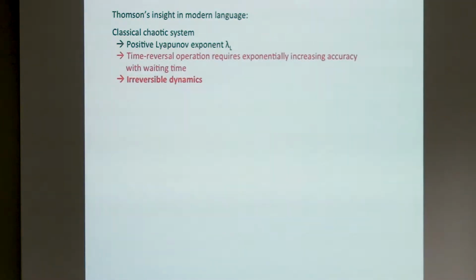In modern language, one is dealing with a classically chaotic system which has positive Lyapunov exponents. Therefore, the time reversal operation requires an exponentially increasing accuracy with the waiting time if you want to go back to within a given vicinity of your initial state. And this is what one can define to be irreversible dynamics. So it's a question of not what you can do in theory, but what you can do in practice. And if the accuracy required grows exponentially with this time, TA, TB, TC, TD, then you call the dynamics irreversible.